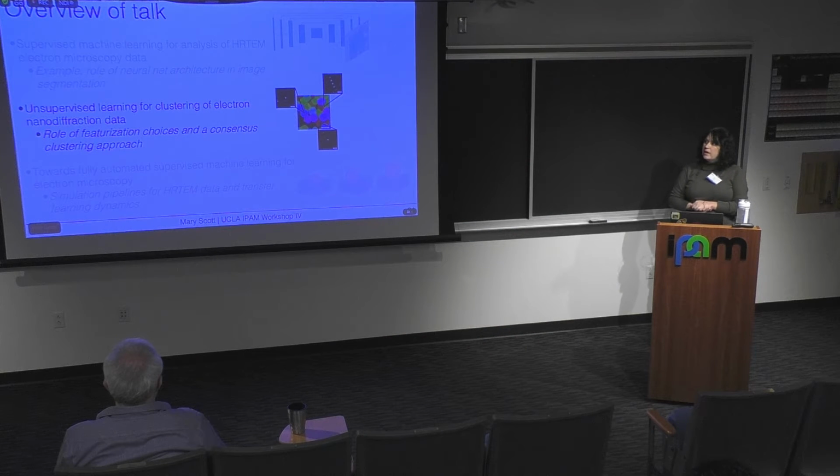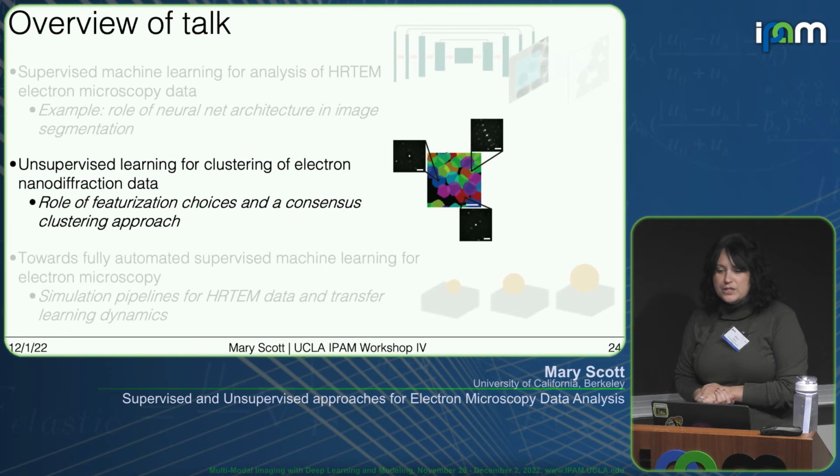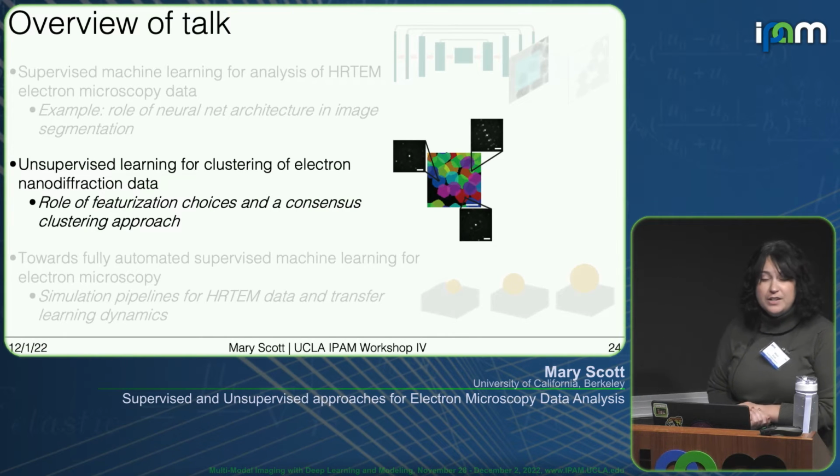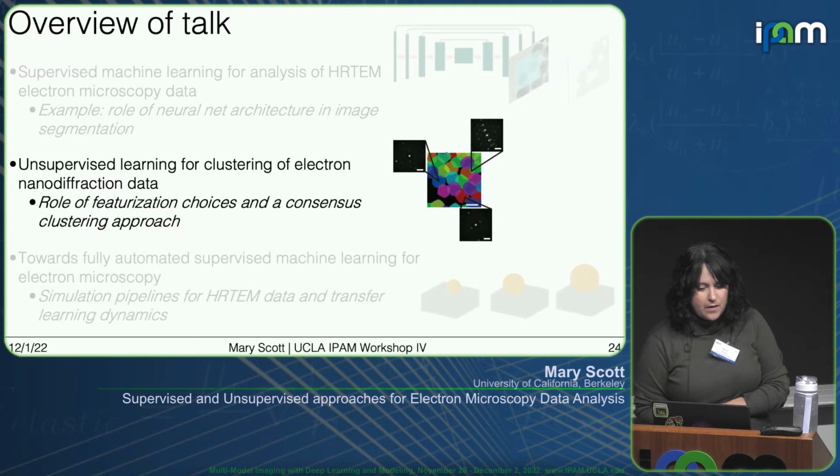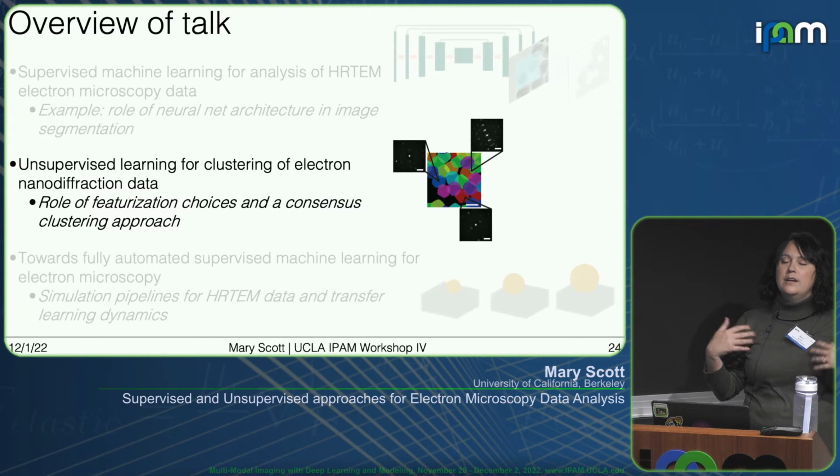Okay, so that was just a quick walkthrough of some results of our supervised learning approaches. And next I want to show some recent work that takes an unsupervised approach. We're going to switch imaging modalities to diffraction space. I'm going to talk a little bit about how we have used an unsupervised clustering approach to interpret large nanodiffraction data sets, and how we have come to understand that the role of featurization choice matters, and show a consensus clustering approach that increases reliability and trustworthiness of this approach.